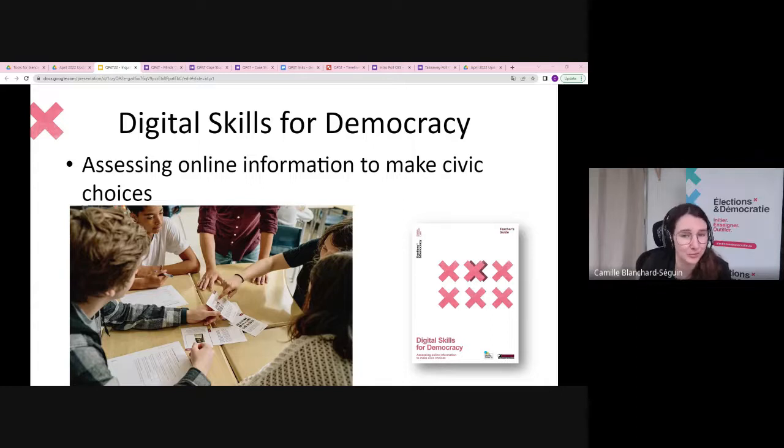Digital Skills for Democracy is about misinformation and disinformation online, and again can be done online or completely offline as well. We know that you don't always have access to an internet connection in your classroom, so students are looking through these scenarios and getting the tools in order to judge how reliable information they might meet online is.